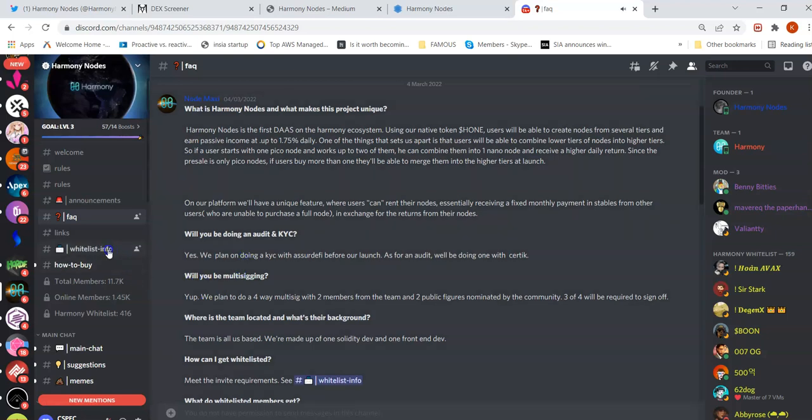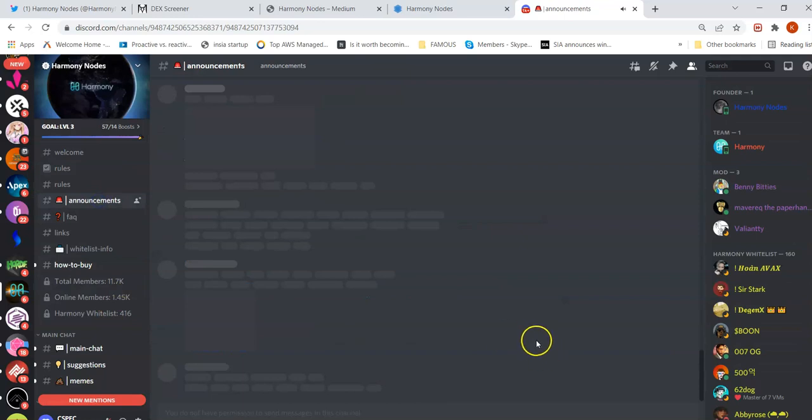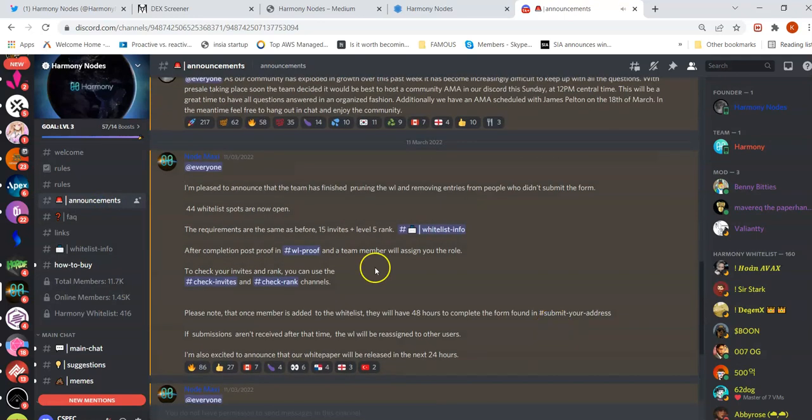And coming to their whitelist, let's see if they have any whitelist open. Looks like they had 400 whitelist spots open in March. It got exhausted, I guess. Let's see if they have any new announcement here. If I go up, okay. On March 11th, they said 44 new whitelist spots are open. The requirement for that is 15 invites and level 5 ranking. That means you still have a chance if you can invite 15 plus people and move up the rank to level 5. You might be qualified for their whitelist. That's good. They still have the opening.